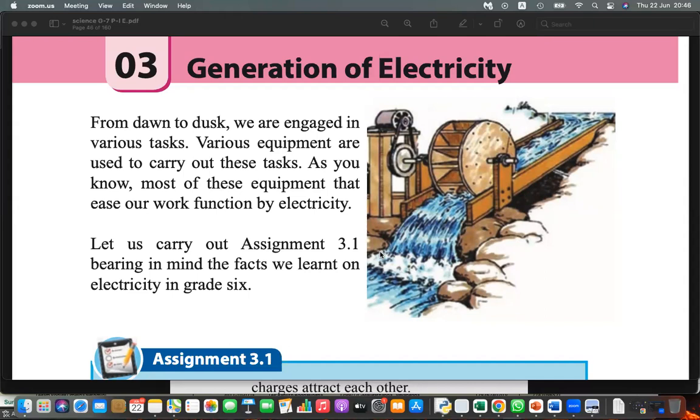mass. That is the law of conservation of mass. The law of conservation of energy says that energy cannot be destroyed or created, it can be transformed. Okay, electricity is a form of energy.